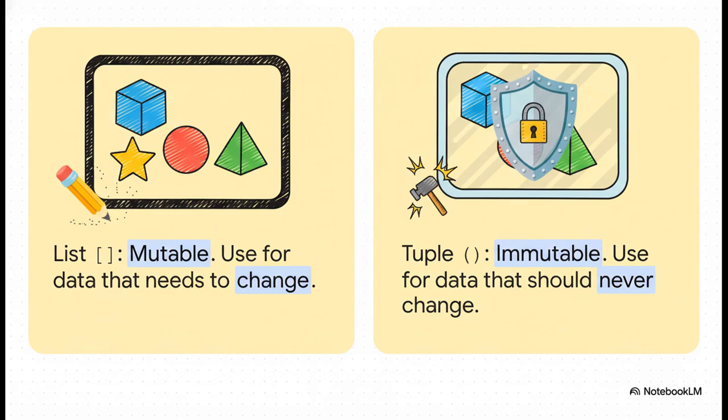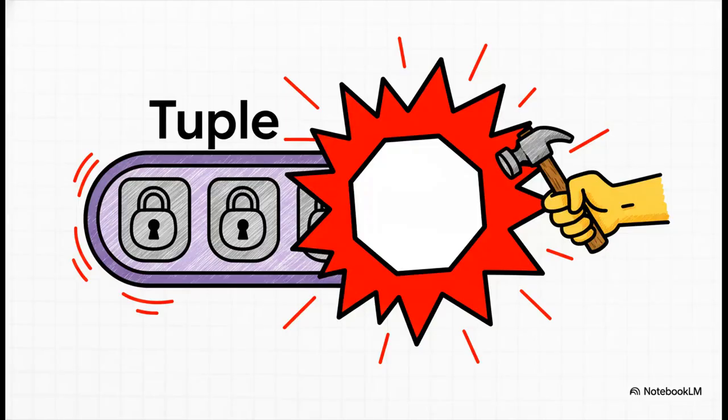So, what's the big deal? Well, it's all about picking the right tool for the job. You use a list with its square brackets when you have a collection of items that might need to change. But you use a tuple with its round brackets for data that should remain constant and protected, like a user's login info.